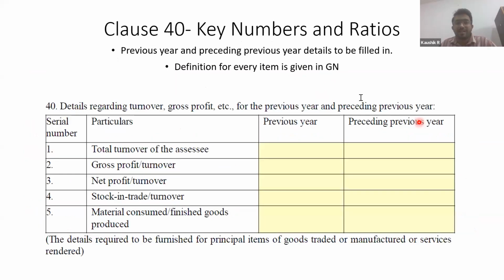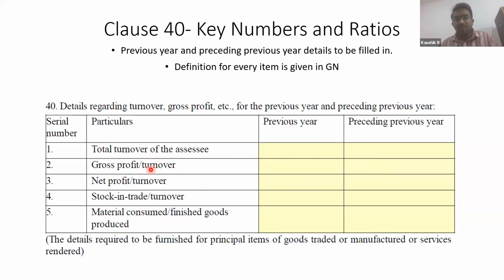Okay. Key ratios. See, this is an important slide. Based on this slide only, sometimes the department selects the case for scrutiny. What is being asked here? Total turnover, gross profit, net profit, stock in trade, material consumed versus finished goods produced. See, the first thing is the turnover of the assessee. They are asking the turnover here. And further, they are trying to compare the profit.